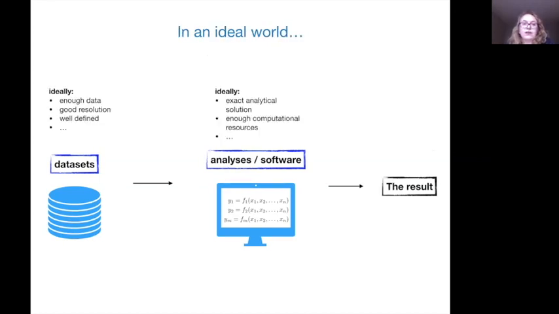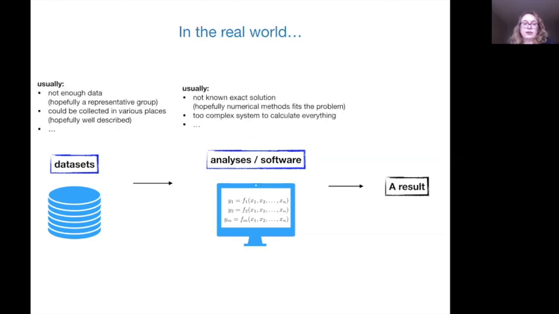So in an ideal world, we have enough data, enough good resolution and well-defined variables, and everyone is measuring the same. Ideally we also know the exact analytical solution, and we have enough computational power to actually employ it to get to the results. However, in the real world, that's often not the case.